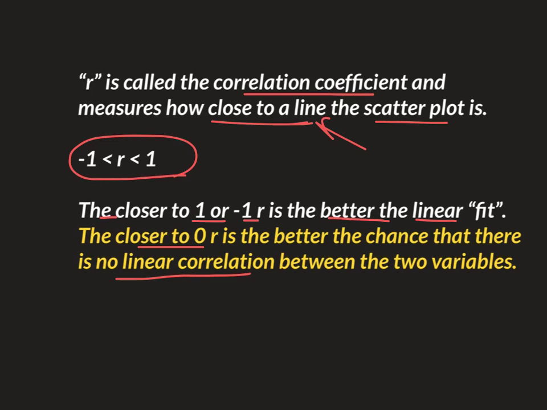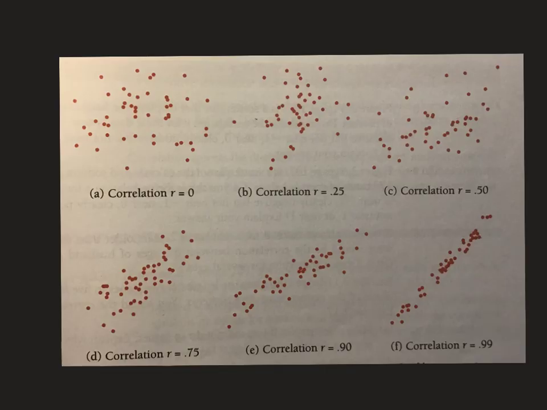So to make a line, we really want R to be pretty close to 1 or pretty close to negative 1. If you have a very scattered scatter plot, you're going to get an R close to 0, and there's going to be no linear correlation between your two variables. All right, some more pictures here, just to let you see what they look like.